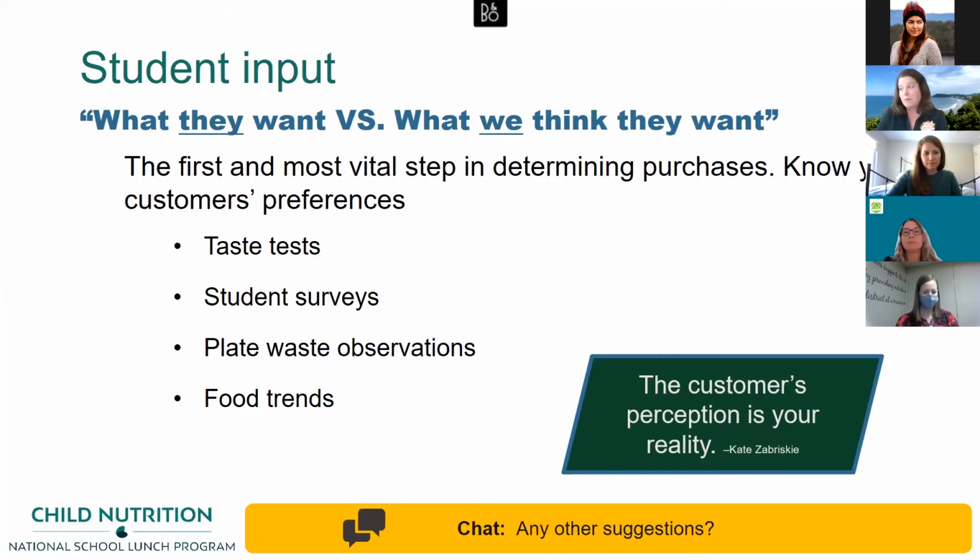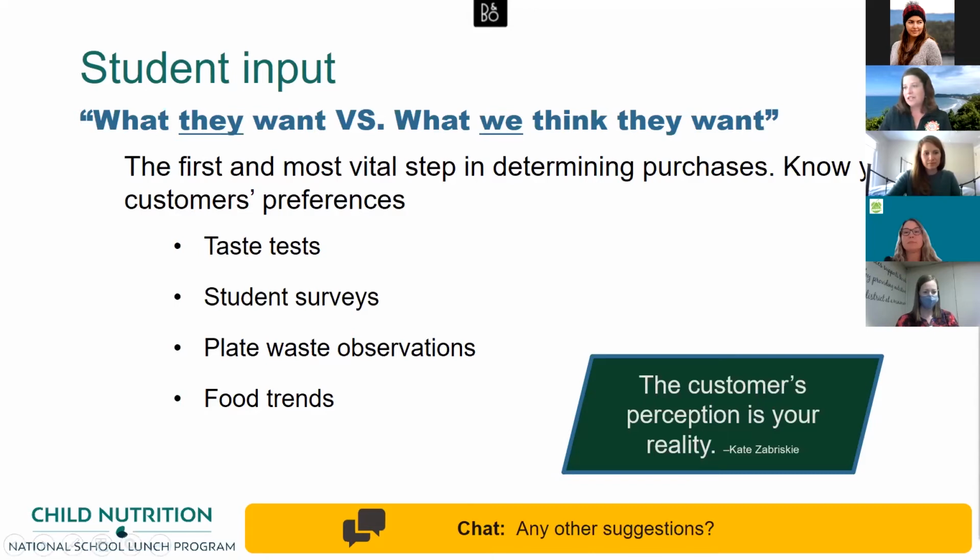Have any of y'all thought about doing any of these methods in more of a classroom setting or small groups? Are y'all going to try these things? Maybe, maybe not.